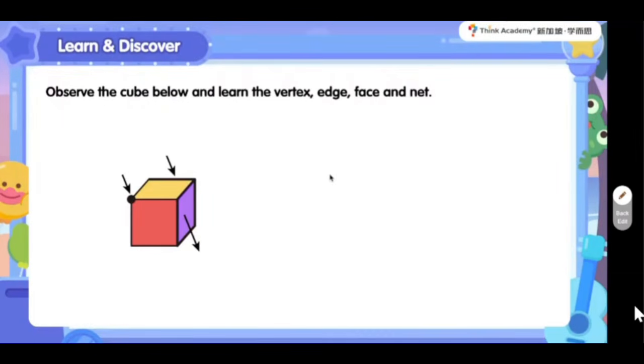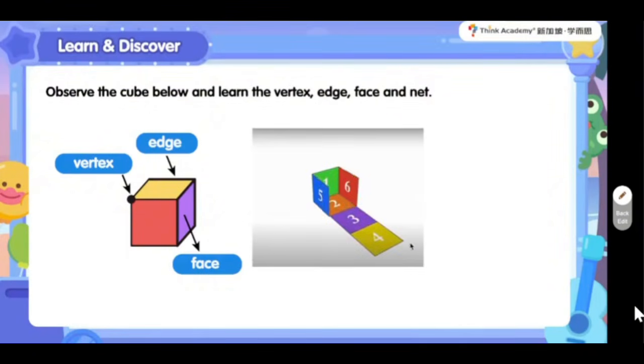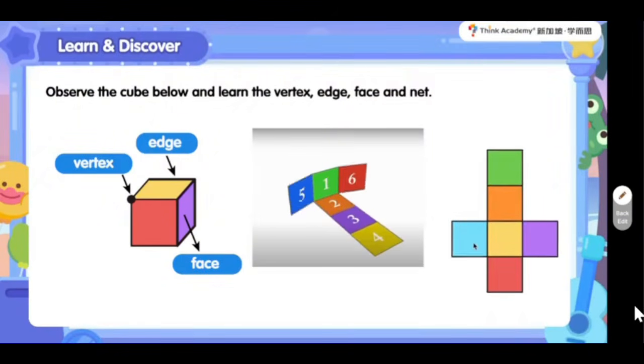And we also know the vertex, the edge, the face, and also the net. A face is just a flat surface on it, right? Sometimes it is flat, sometimes it's curved, but as for a cube, it is flat. The vertex is just a point where the edges meet each other. The edge is just the line on it. You can also find the edge of the desk, right? It's just a line. And the net is like, you can imagine you use a paper to make the cube and then unfold it, and you just get the net, right?